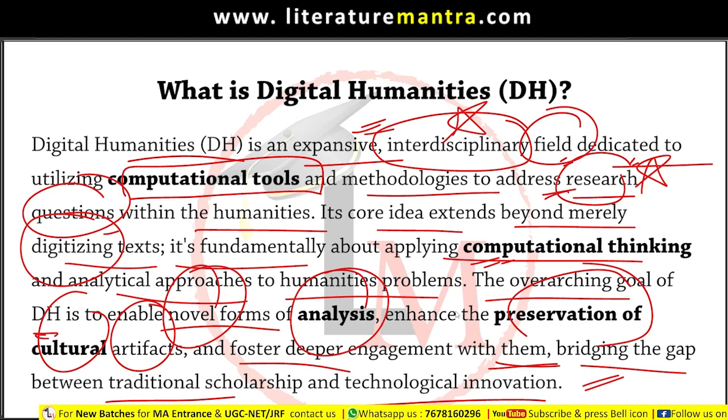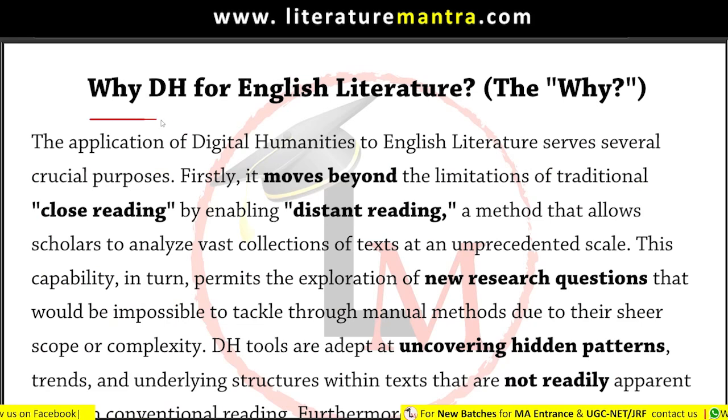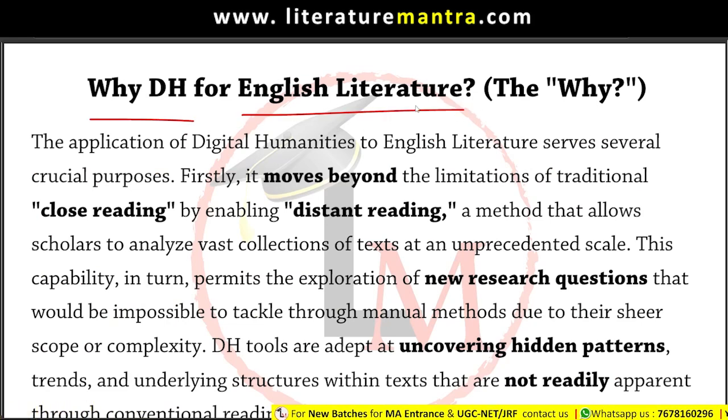And as I said at the outset, it is mostly used, or let's say commonly used, in research during PhD or any type of research which you may do even at master's level. Okay? Depending upon what type of technology is available at your university and how much technology you know, depending upon that, computational methods are used. Okay? So why is digital humanities for English literature? Why do we use it? And of course, how do we use it?